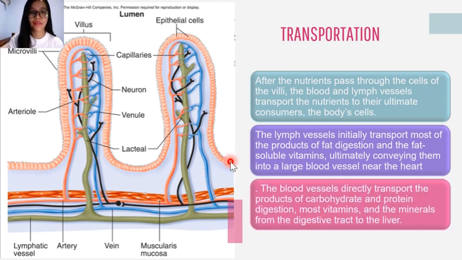And then we have the blood vessels. The blue and the red one right here are your blood vessels, which directly transport the products of carbohydrate and protein digestion, most vitamins and minerals from the tract to the liver. Thanks to these two transportation systems, nutrients soon arrive at the place where they are needed.